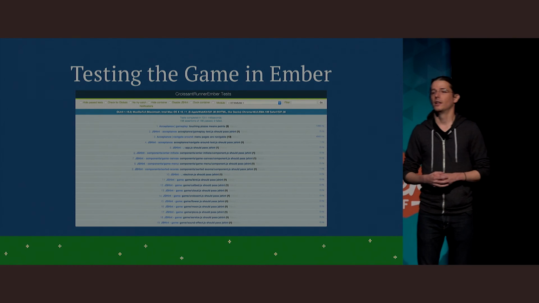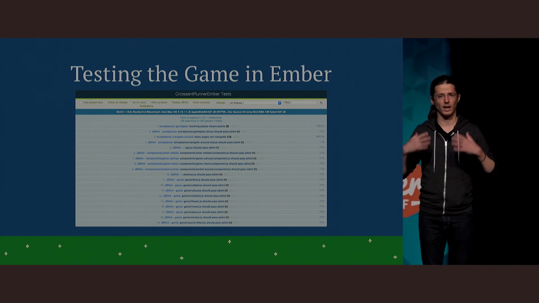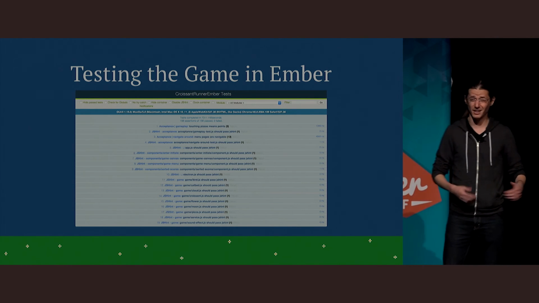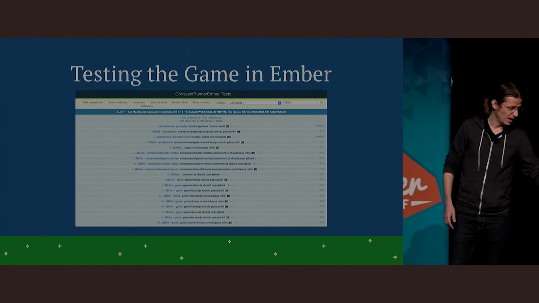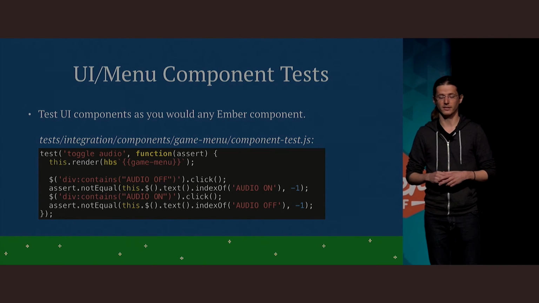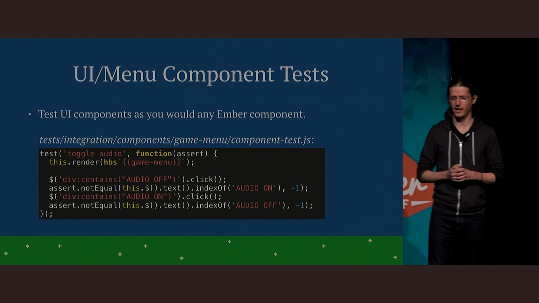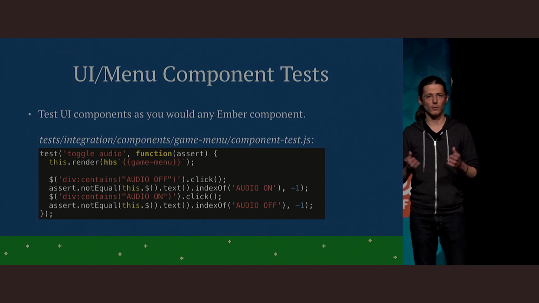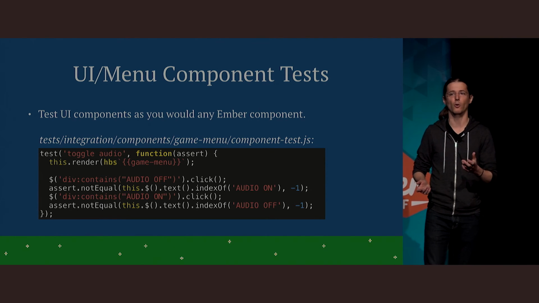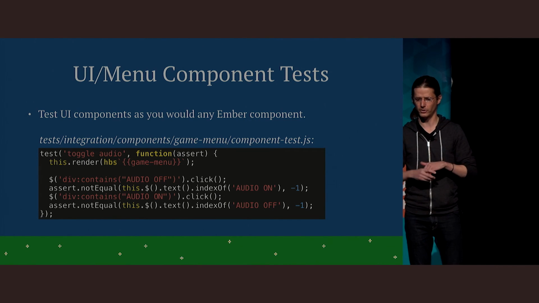So I was happy that Ember came built in with QUnit, Testem. I didn't have to set all this up from the beginning, because then maybe I just never would have done it. And what was especially great was that the way I need to test the UI stuff is the way I would test any Ember component. So what I have here is a test for my game menu component. What I'm trying to test here is that when I tap the audio off button, it then toggles to say audio on and vice versa.